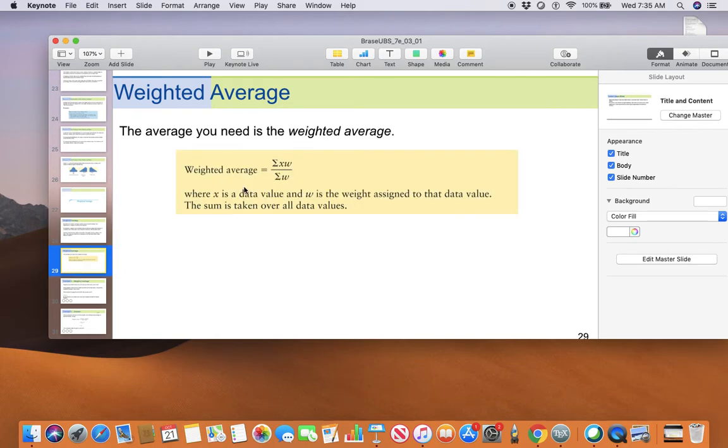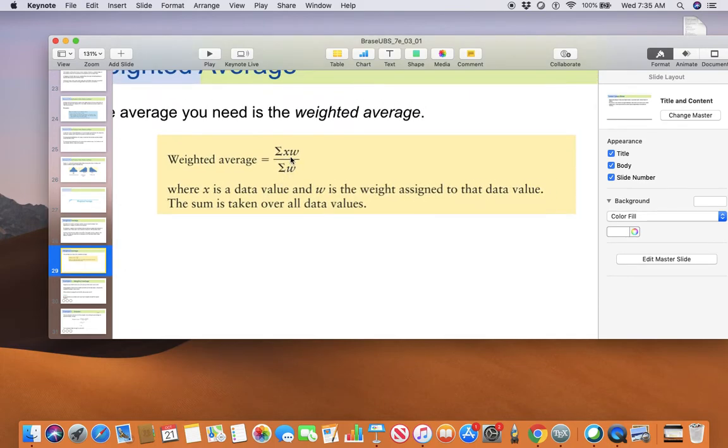So here is your formula. Weighted average. Your score times the weight. Add such things. Divide by the sum of all the weights. Okay, so instead of dividing by the total number, you are dividing by the sum of the weights. Upstairs, instead of simply adding the scores, you are adding score times weight. So X is the data value, W is the weight assigned to that data value. Sum is taken over all data values.